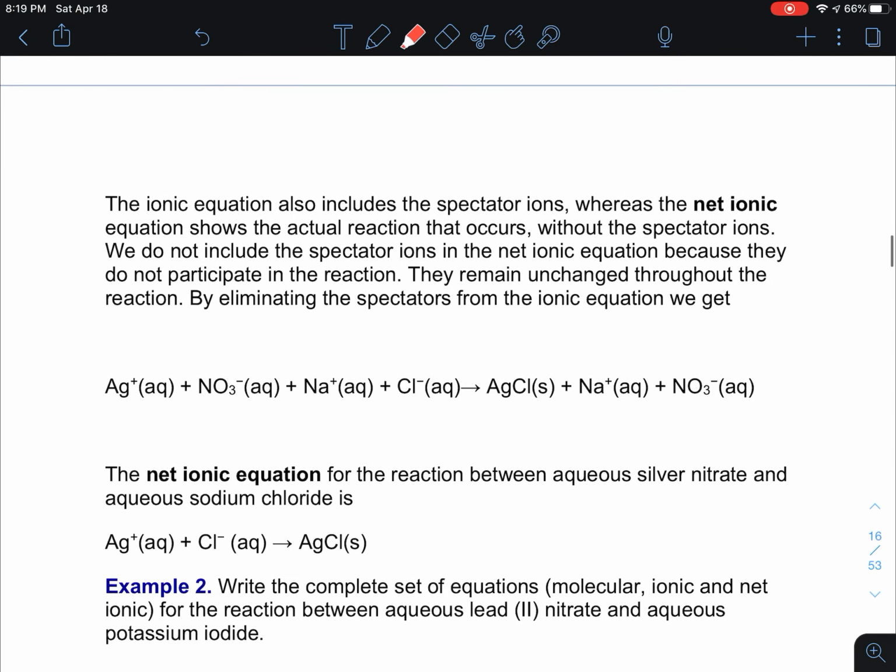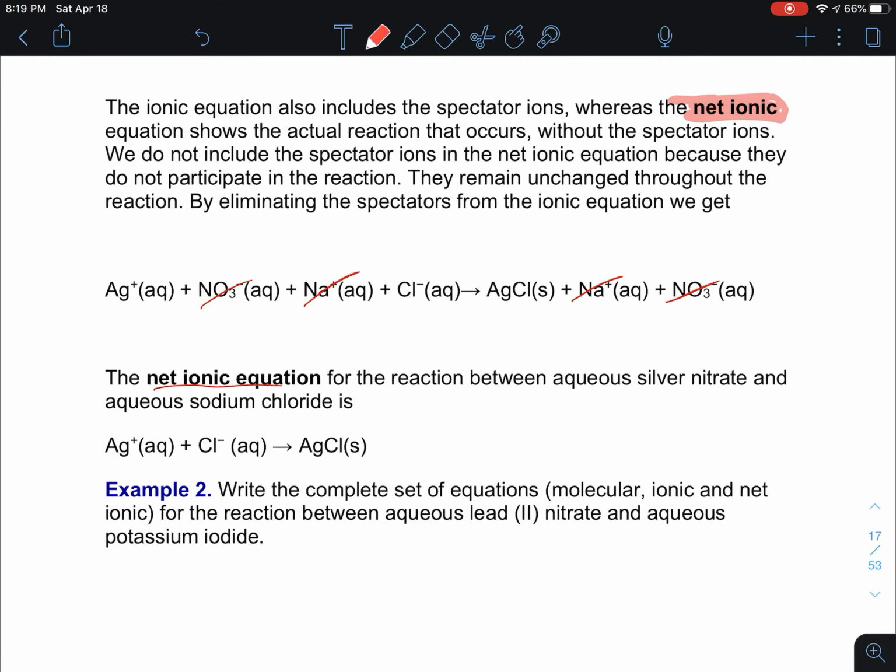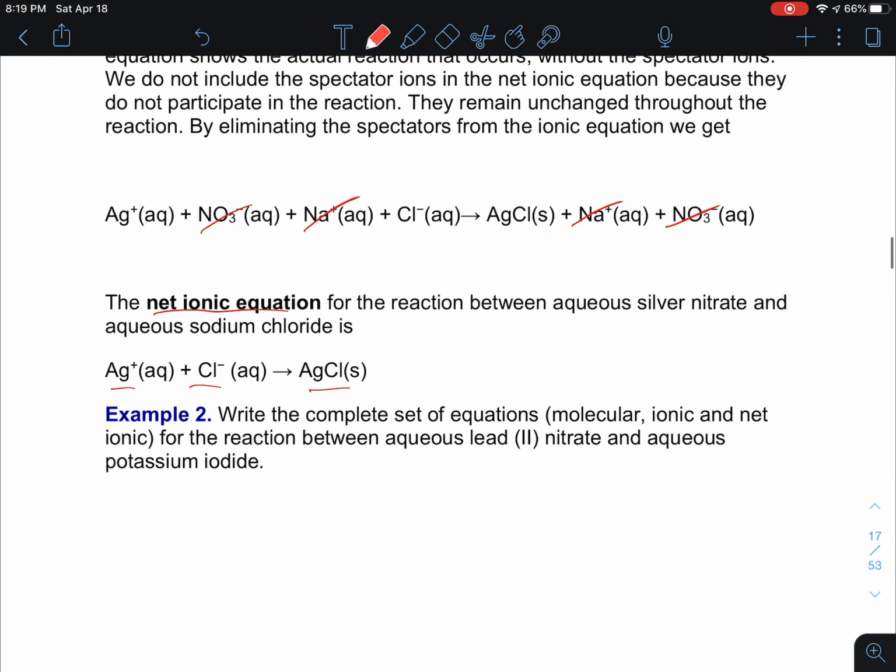The ionic equation also includes the spectator ions, whereas the net ionic equation, which we did practice a little bit last lesson, is where we eliminate any of those spectators. So we eliminate the nitrate and the sodium from both sides. The net ionic equation will therefore be just the two ions that are reacting and the solid precipitate.